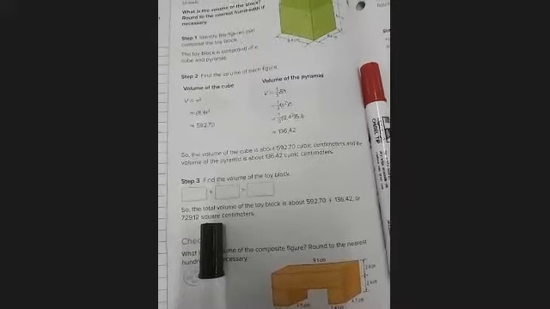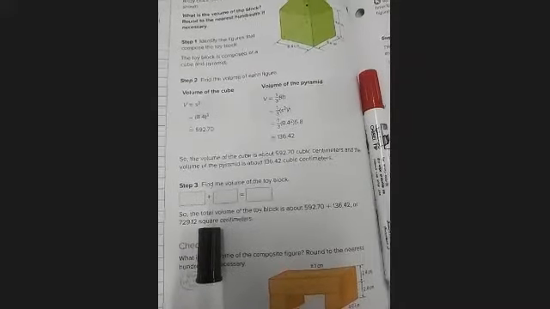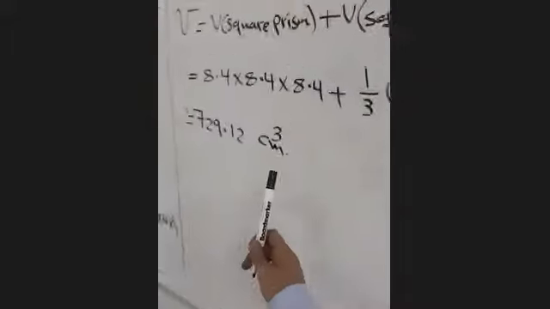Don't forget that. Now, the total volume of the toy block is about... they wrote here square centimeters, which I reject, and you need to write cubic centimeters because we are calculating the volume here. Now, any questions about this example, guys?